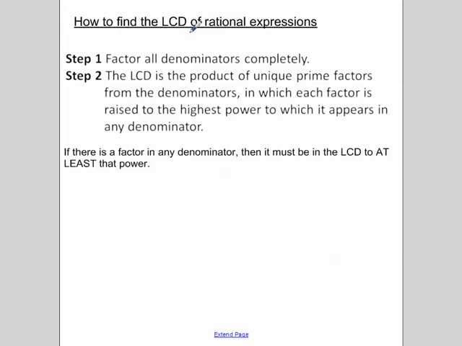How do we find the lowest common denominator of rational expressions? This is something I copied from the book, and I'm going to modify it a little bit to make it more memorable. Step number 1, just like up here: factor denominators, because we're looking for lowest common denominators. Step 1, factor denominators completely, and list them as factors to a power.